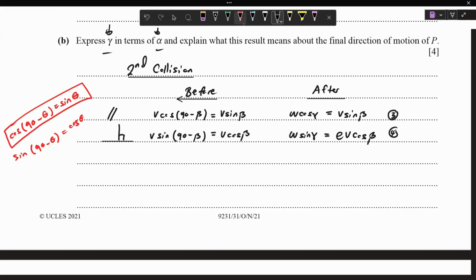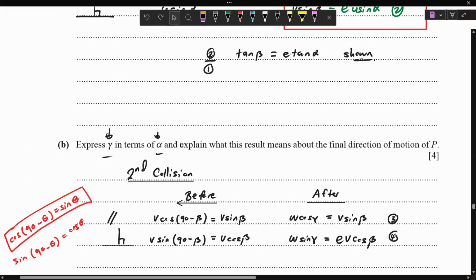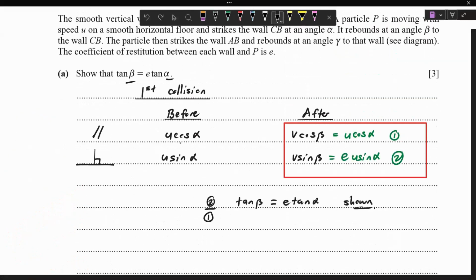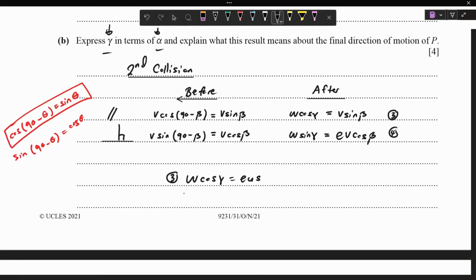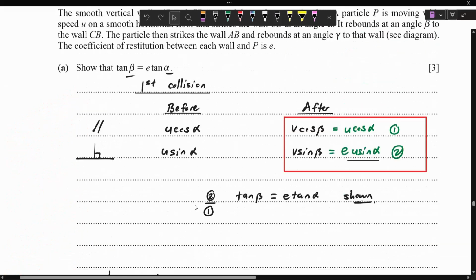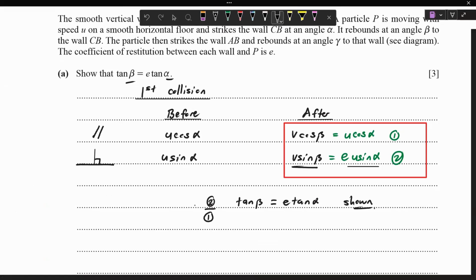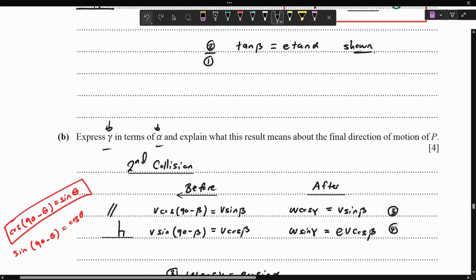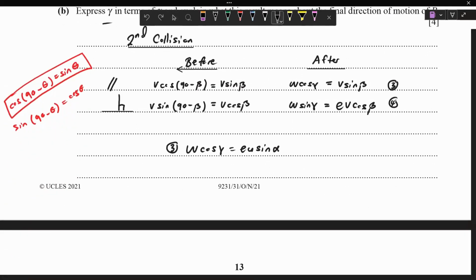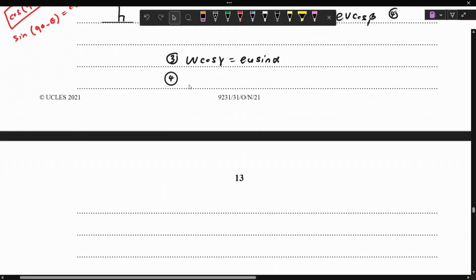So going back, if we take equation 3, we have W cos gamma equals V sine beta. V sine beta is eU sine alpha from equation 2. So we can use for it eU sine alpha. Did you see that? V sine beta is eU sine alpha. So where there's V sine beta here, I'm now using eU sine alpha. And equation, did you get that? Yes, sir. Okay, good.